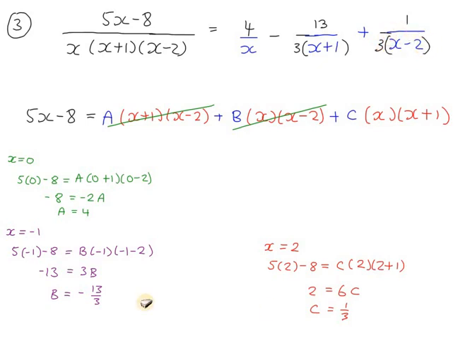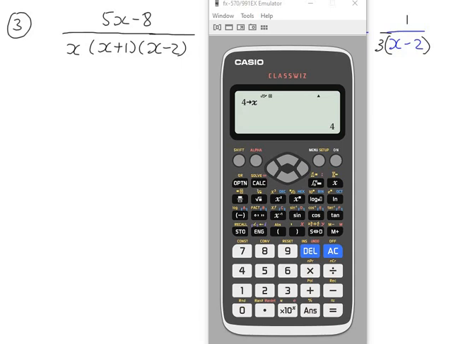To check my solution, I've used x equals 4, just some dummy value of x. I can't use 0 or minus 1 or 2 for x here, otherwise you end up dividing by 0, which will give you a math error.